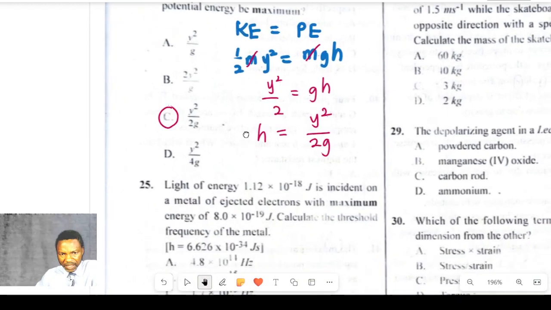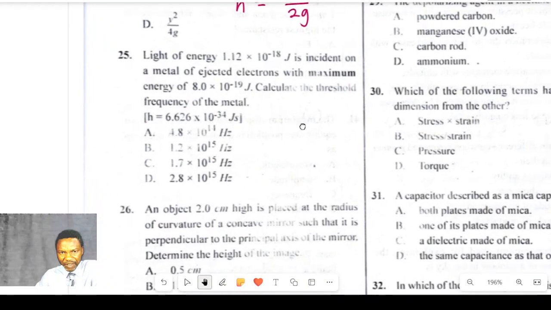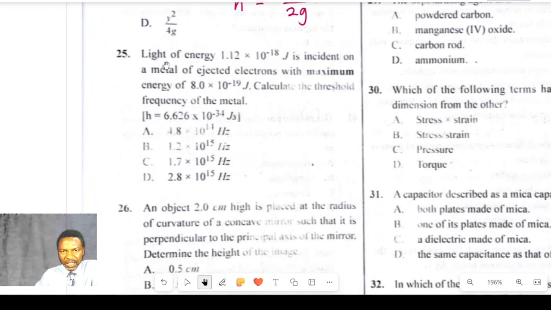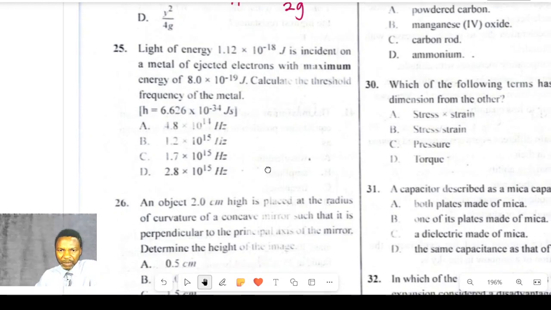So next, let's go to question 25. Light energy of this value is incident on a metal, this is the photoelectric effect, and then electrons are ejected with the maximum kinetic energy of this. Calculate the threshold frequency of the metal.